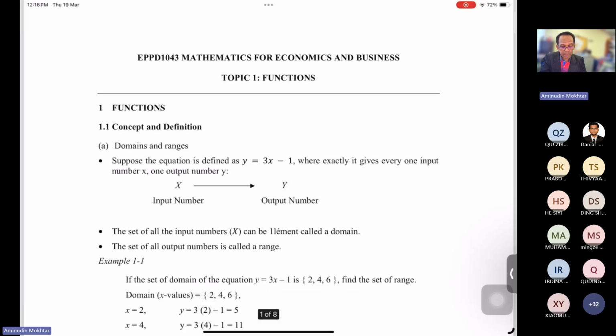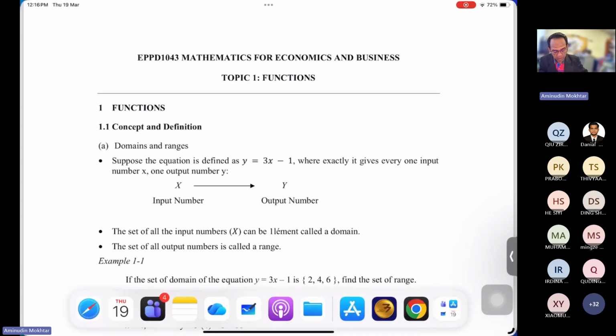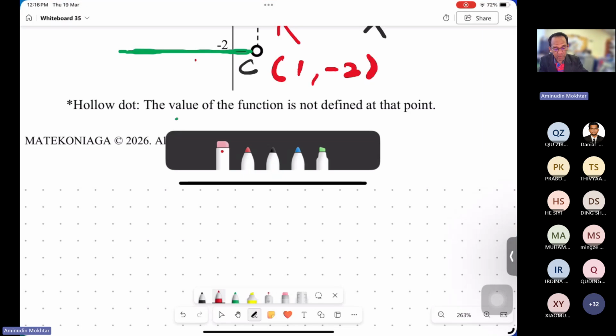Today I will focus on and discuss section 1.1, the concept and definition of a function. I will start with the domain and range. What is domain and what is range? Please refer to my lecture note. I will use the whiteboard to explain this part.